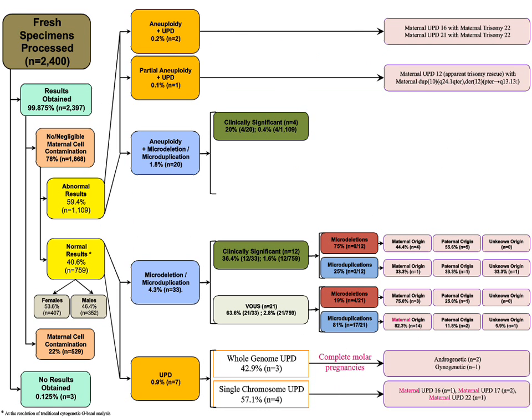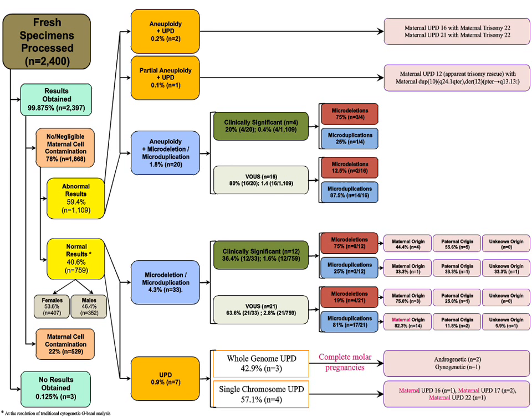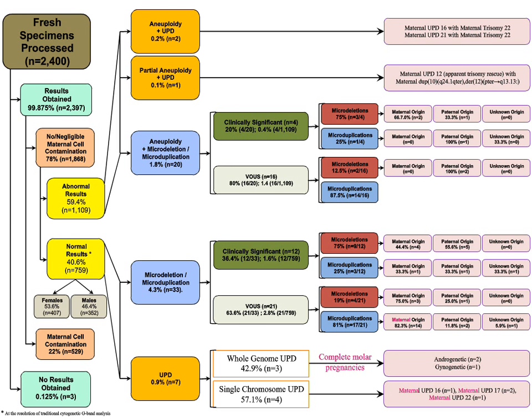Most likely, these clinically significant microdeletions or microduplications are, in fact, incidental findings with respect to the etiology of the miscarriage. Variants of unknown significance, in that case, accounted for 16 cases or 80%. Again, the majority of those were microduplications, and the minority were microdeletions. And again, regarding parent of origin, it's hard to say anything because the numbers are very small, but we did see a similar trend in the VOUS microduplications, with about 2/3 of those being maternal in origin.